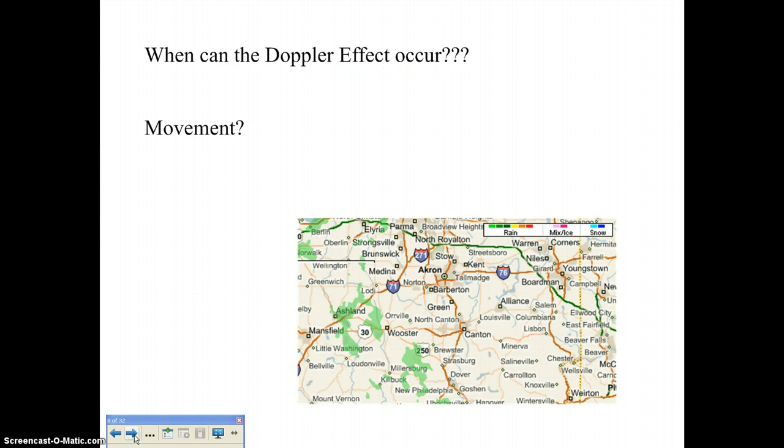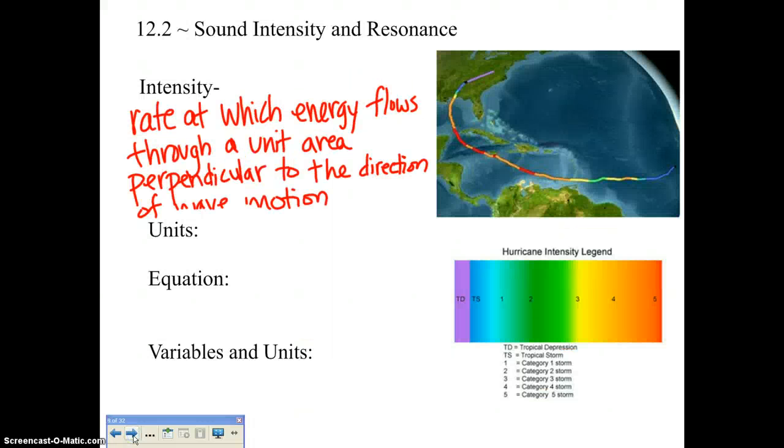Okay, when can the Doppler effect occur? The movement is relative motion. So from whose perspective are we looking at this? For instance, weather, Doppler 5 radar or whatever would be a good case of where you would see the Doppler effect.